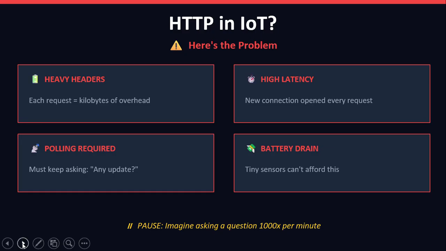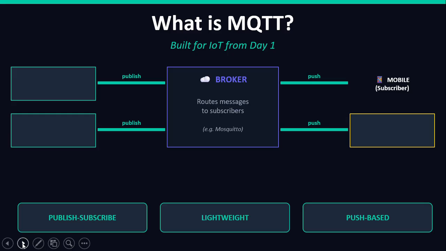Yeah, that's where MQTT comes in. So MQTT stands for Message Queuing Telemetry Transport. MQTT works completely differently. Instead of request-response, it uses something called a publish-subscribe model. Sounds complex, right? But it's actually very simple. Think of it like a YouTube subscription. You subscribe to a channel, and whenever a new video is uploaded, you get notified instantly. So you don't keep refreshing the page, right? That's exactly how MQTT works.